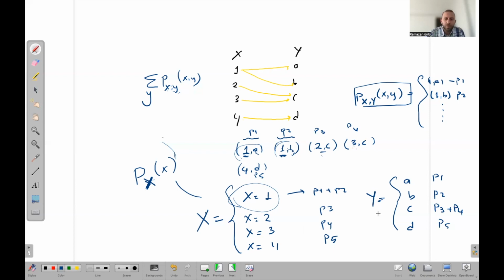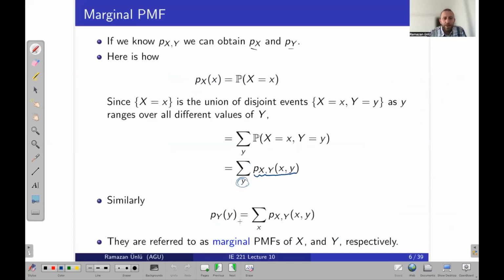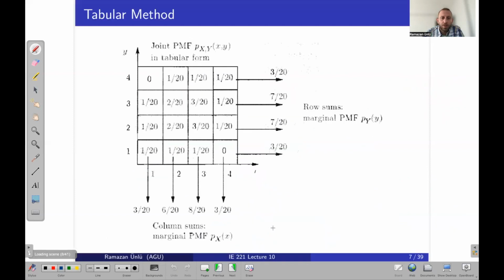They are referred to as the marginal PMF of x and y respectively. We call these things the marginal PMF of x and y. So here is a clearer explanation. Let's say here is x and here is y. X can take 1, 2, 3, 4, and y can take 1, 2, 3, 4.